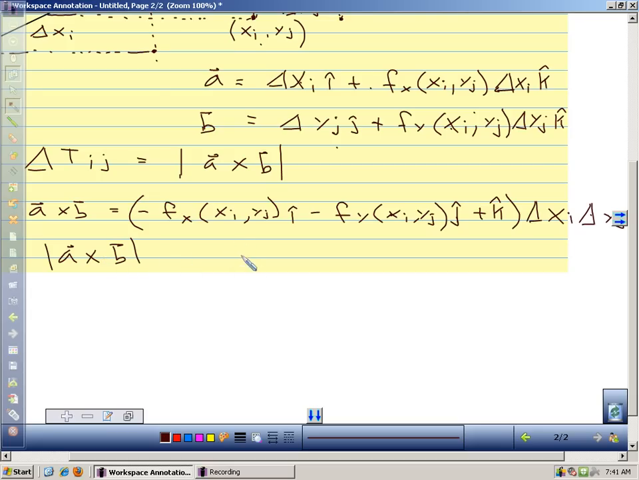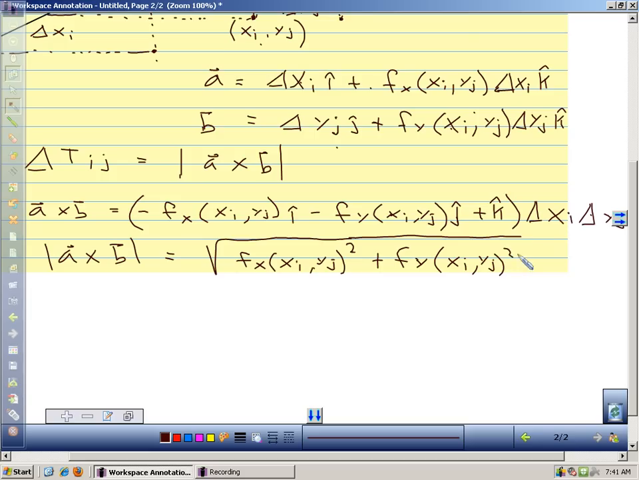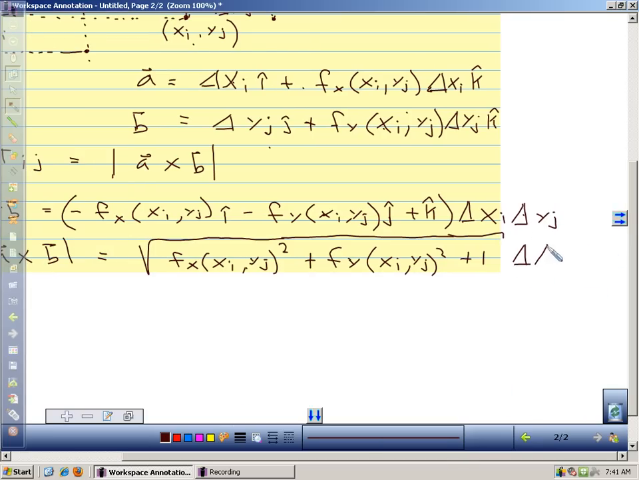and this is where we get our radical, equals the square root of f sub x at our point, the first partial with respect to x squared, plus the partial with respect to y squared, plus 1, all times, and I'm going to call delta x sub i delta y sub j just delta A at ij. So that's my little element of area.